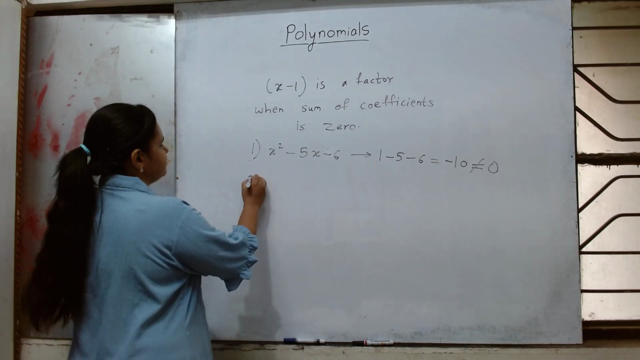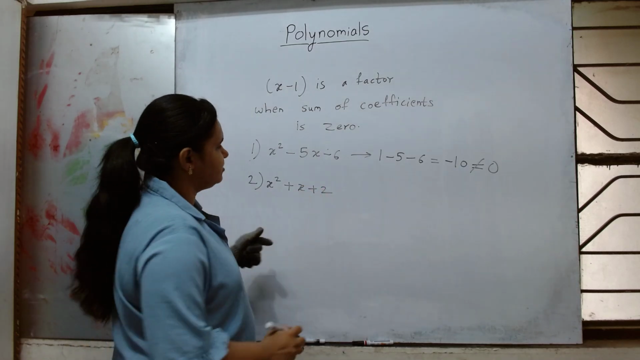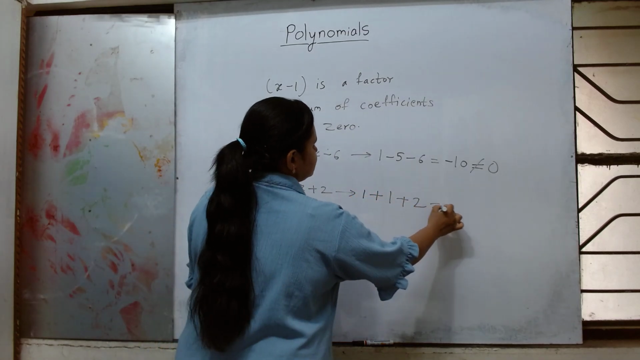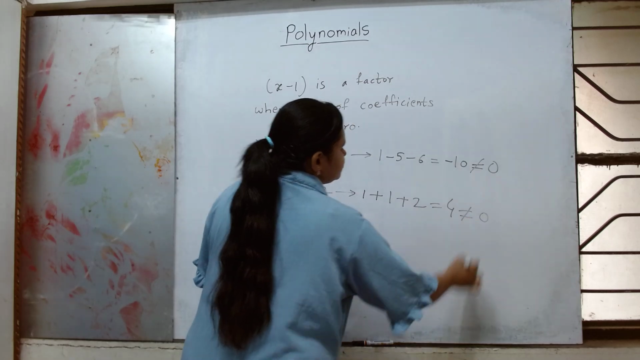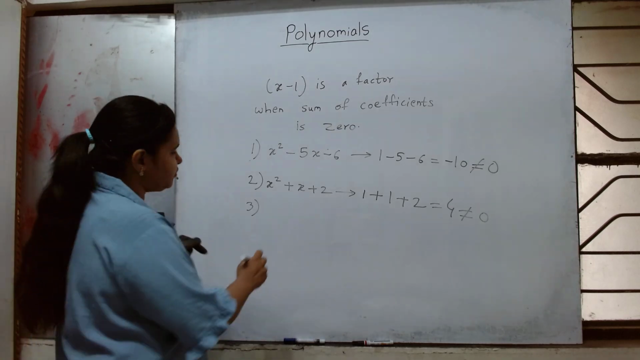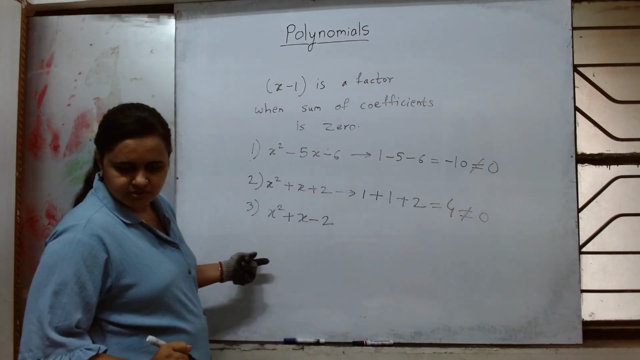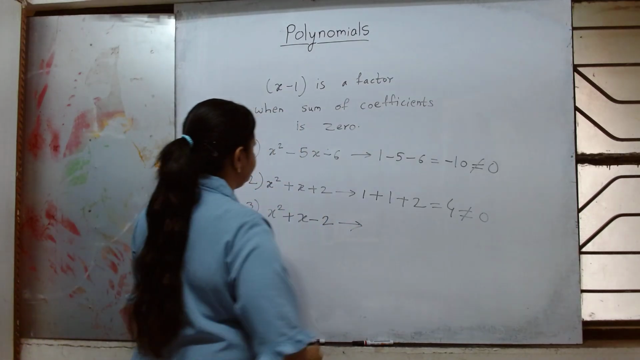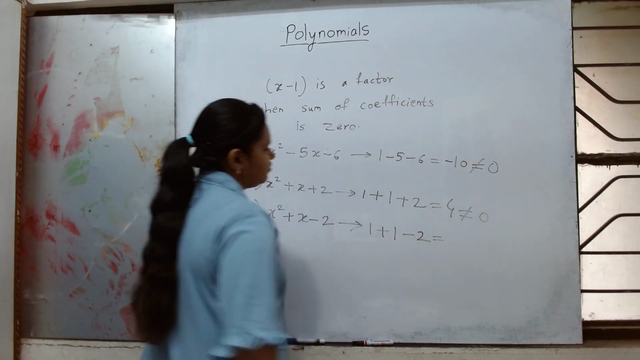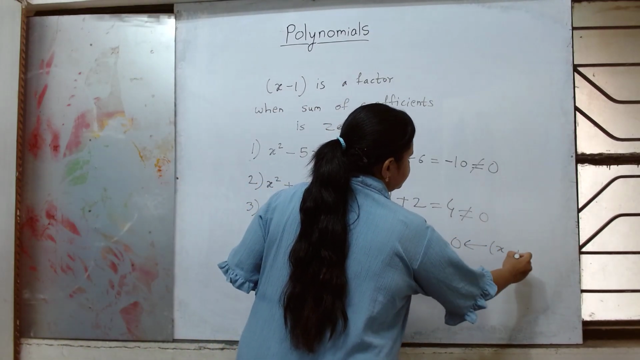Now second option, x square plus x plus 2. Sum the coefficients 1 plus 1 plus 2. It is equal to 4. It is also not equal to 0. So x minus 1 will not be the factor of second one. Now third one, x square plus x minus 2. If we sum the coefficients 1 plus 1 minus 2. 1 plus 1 is 2, 2 minus 2 is 0. So x minus 1 will be the factor of this polynomial.